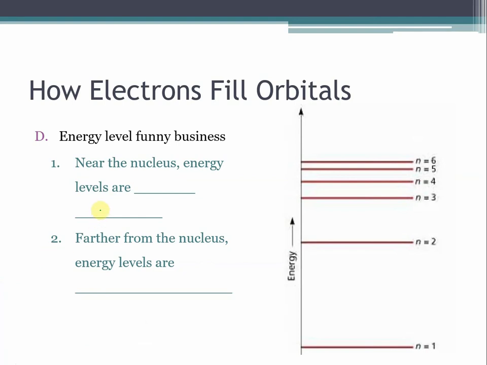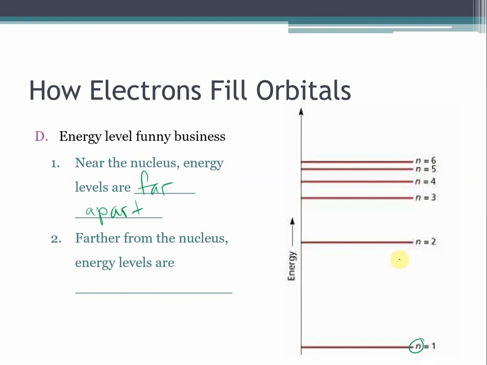So near the nucleus, your energy levels are far apart. Remember, the energy levels that are near the nucleus are the low energy levels. So n equals 1, n means energy level. N equals 1 is the lowest energy level. It's your first row on the periodic table. It's that lowest energy, close to nucleus energy level. And then 2 is higher energy, 3 is higher, 4 is higher, 5 and 6. It gets higher and farther from the nucleus.